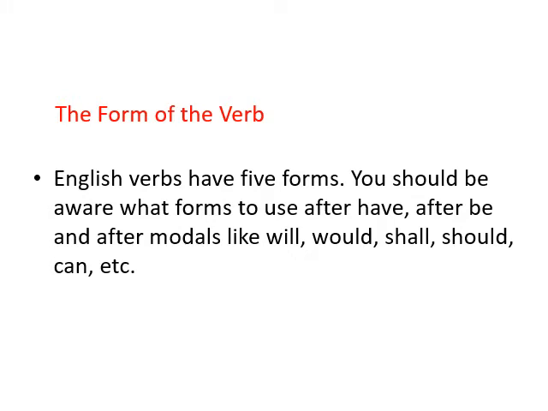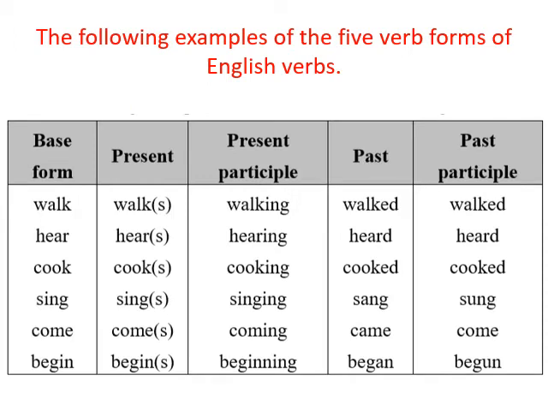طيب, the form of the verb. English verbs have 5 forms, not 3 forms. You should be aware what forms to use after have, after be, and after modals like will, would, shall, should, can, may, might, etc. The following are examples of the 5 verb forms of English verbs.